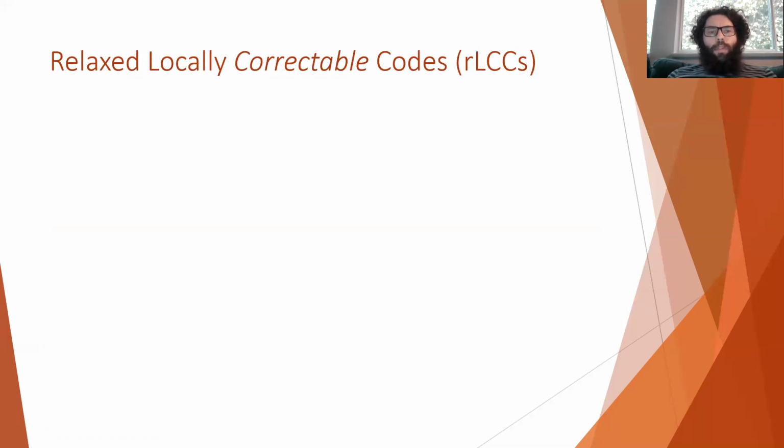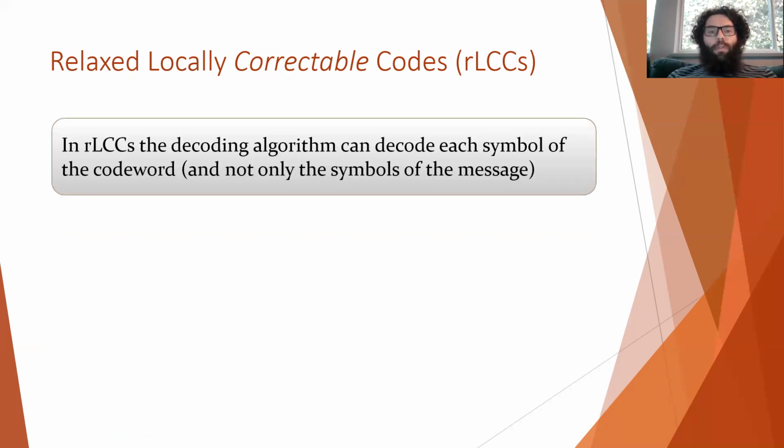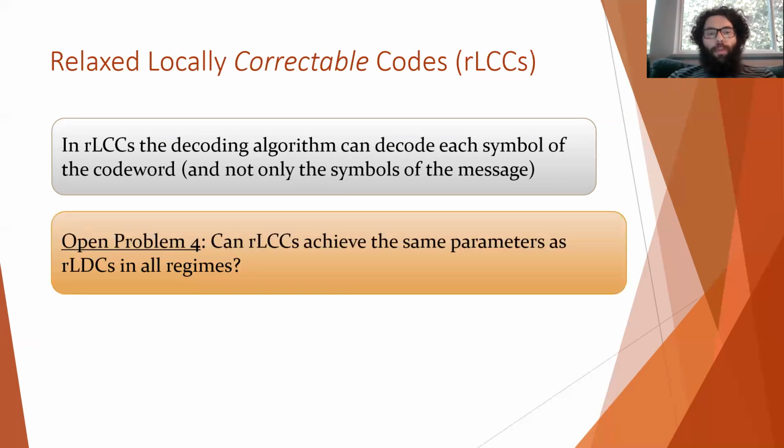So the next problem is relaxed locally correctable codes. So what are those? So we said that we think of our encoding as being systematic, namely the first k bits are the bits of the message and the rest are the encoding of the message. And in the RLCCs, so relaxed locally correctable codes, the decoding algorithm needs to decode not only the symbols of the message, but also the symbols of the encoding of the code word. So it needs to decode all bits of the code word.